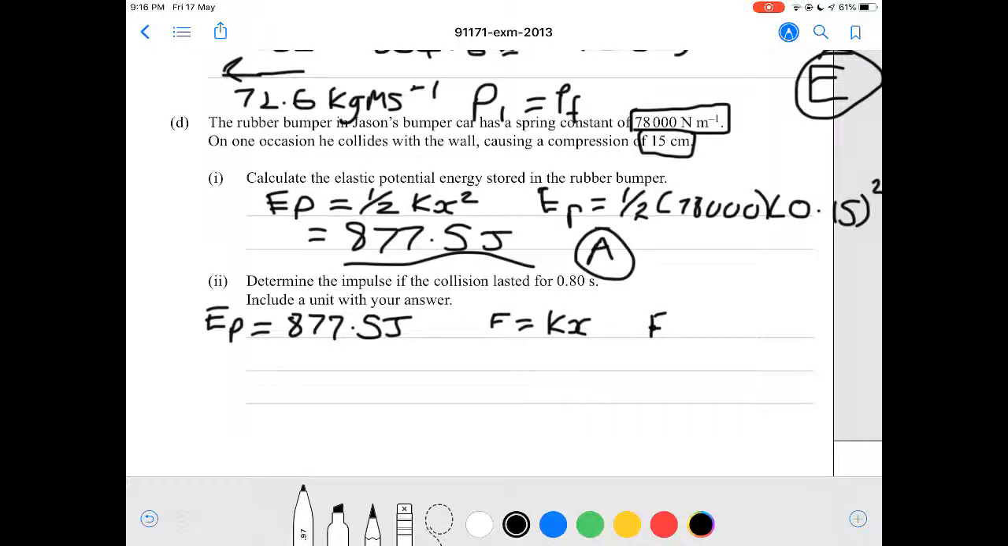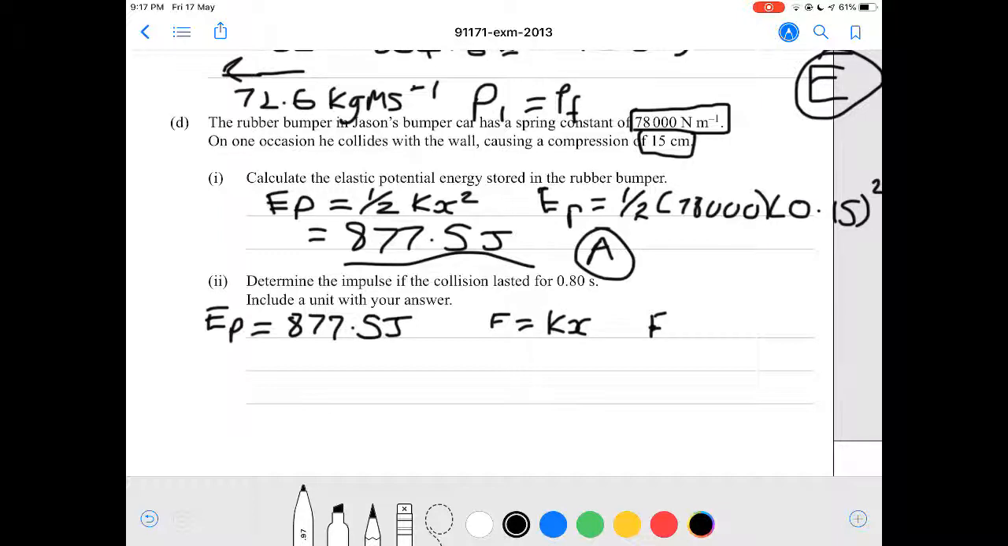So what this question is saying is that when the two rubber cars collided together, there was a certain amount of force by the collision that allowed the spring to compress by a certain distance. Because this force caused the spring to compress, we're trying to find out what the force of the collision is, and then we'll substitute it into the impulse equation.